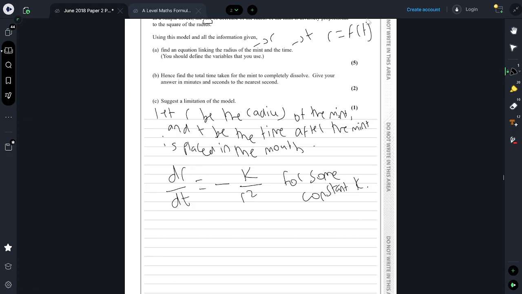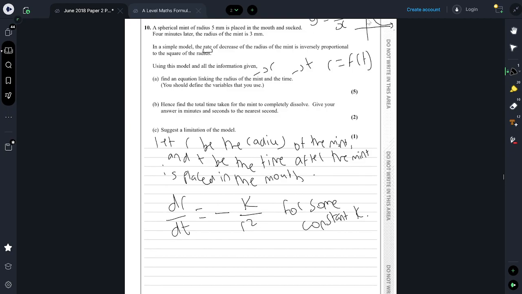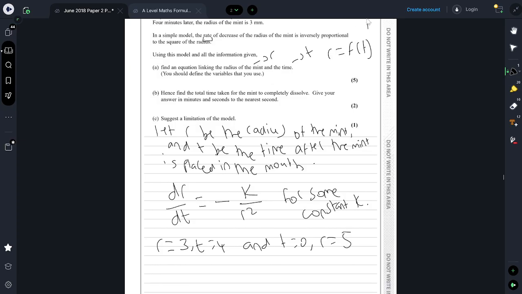Well, this is dr by dt. This is a differential equation. We have dr in terms of dt, but we need r in terms of t. So we need to solve the differential equation, but we also need to find k. But we are given some information. We are given when t is 4, r is 3. And initially, when t is 0, r is 5. Okay, but they don't give us anything about the rate of change, so we can't find k because we can't substitute anything for dr by dt. We only have information for r and t, not the rate of change. So we're going to have to just solve it like this.